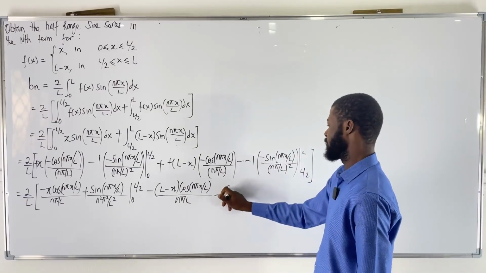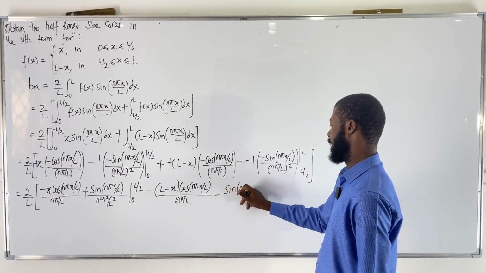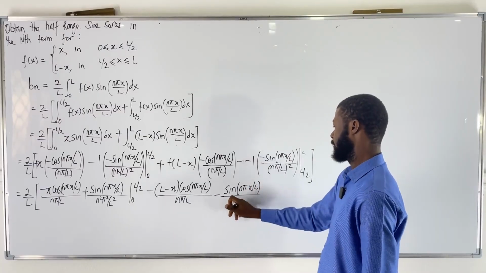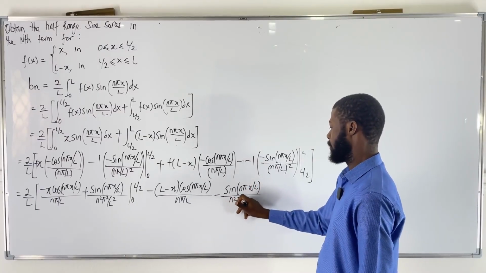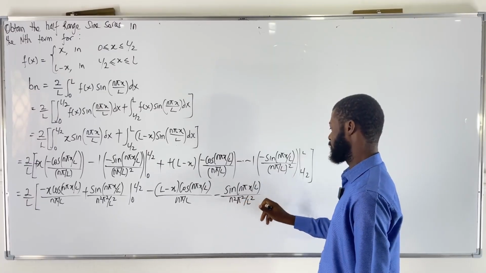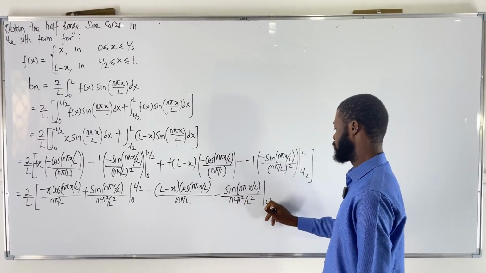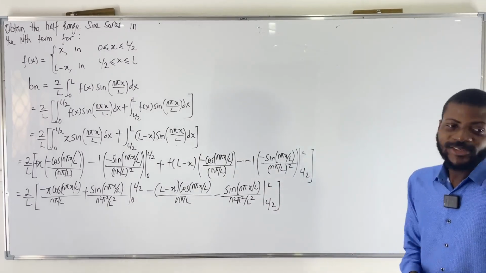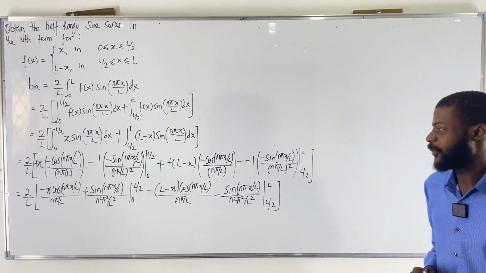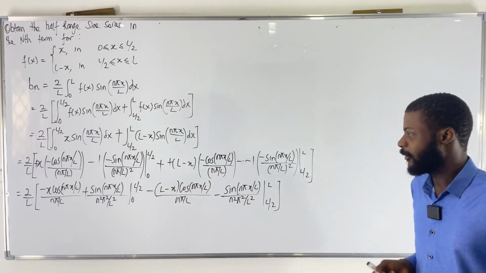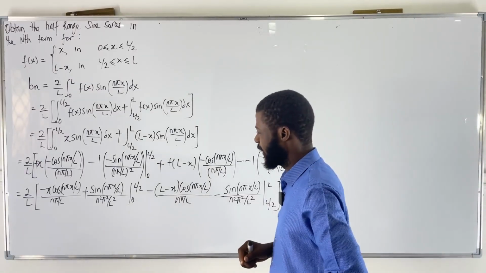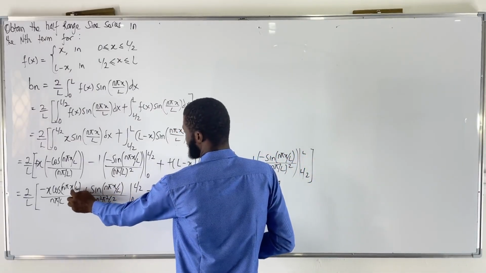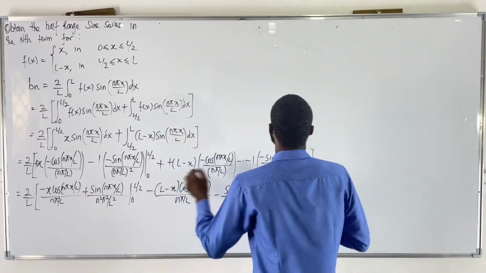So this is minus sine n pi x over L divided by n squared pi squared L squared, from L over 2 to L. All right, so this is the part where we'll put our limits. Now first of all, let me make life easy. This is x over L, and this is L over 2.